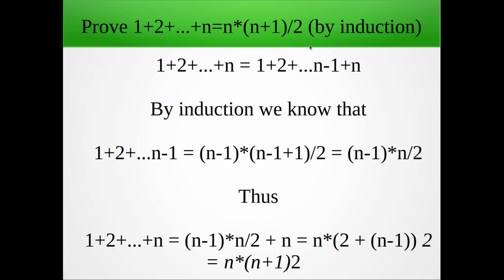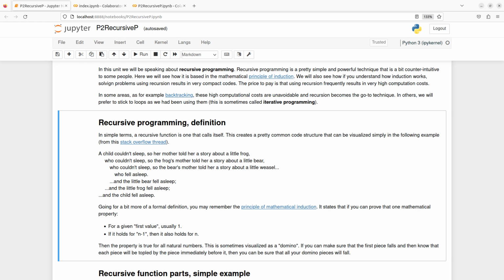I have checked that the property holds for 1, and then I have checked that if it holds for n minus 1, it must also hold for n. So I have proved that the property holds for all integer numbers. So let's get back to the programming. After all, that's what you guys came here for.